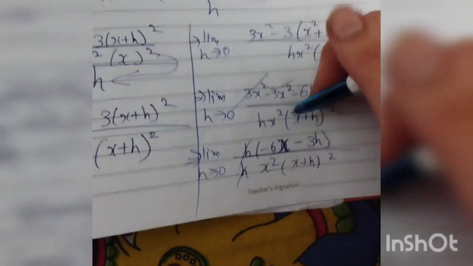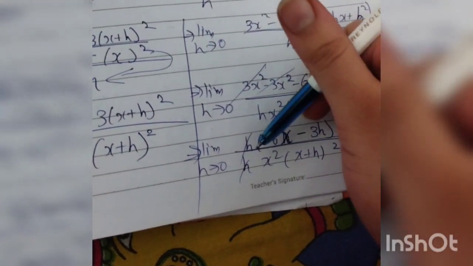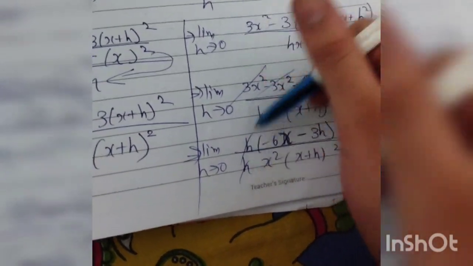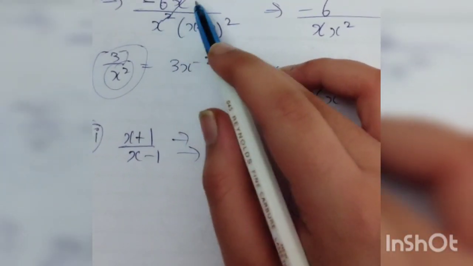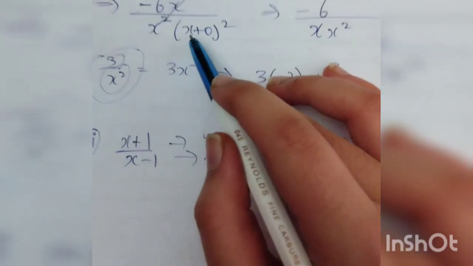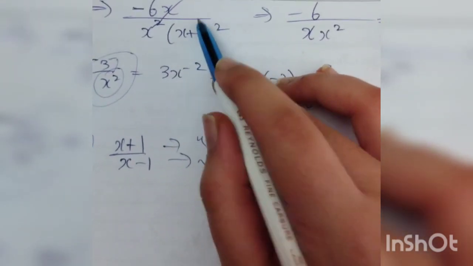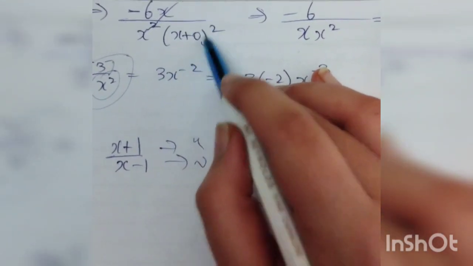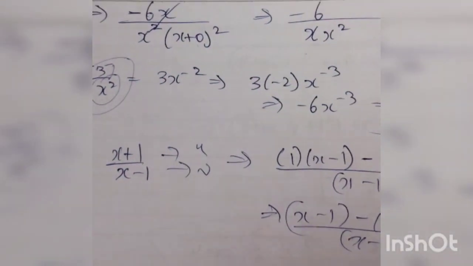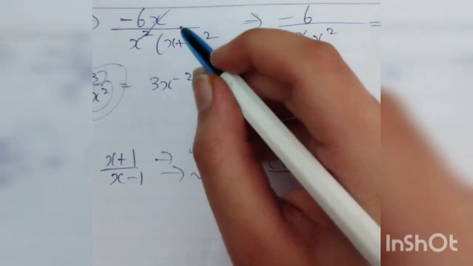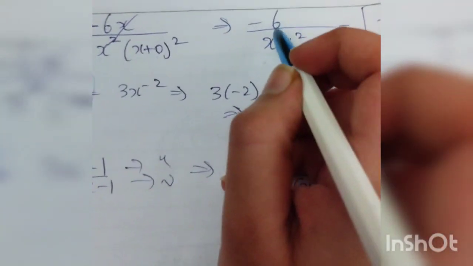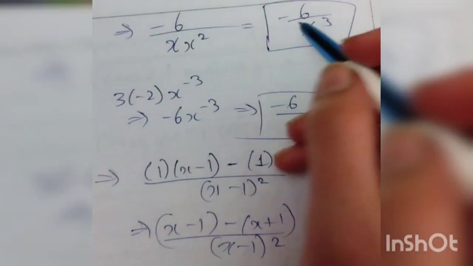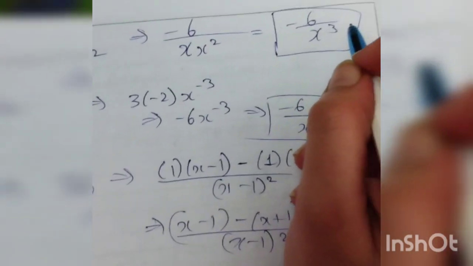We have taken h as common, and we have also cancelled out h. Now what is left is minus 6x upon x square, and in the place of h we will be putting the value h tends to 0, that is 0. In the place of h we would place 0 value. x and x would cancel out. Now what is left? Minus 6 upon x square, and the answer would be minus 6 upon x cube.